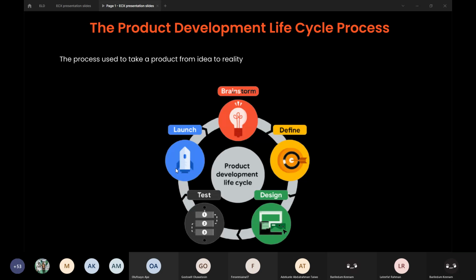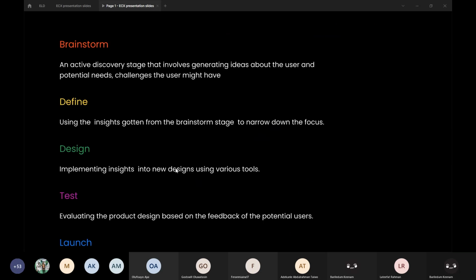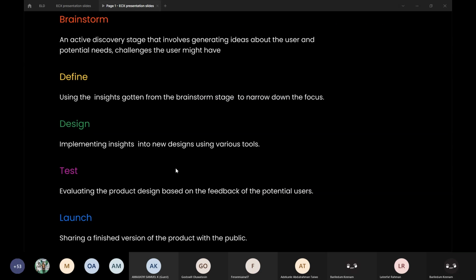The next slide, please. So the brainstorm session or the brainstorm stage or phase is the first stage of the product development lifecycle. And it's an active discovery stage that involves gathering ideas about the user and potential needs, challenges the user might have. It is where you start thinking about an idea for a product.